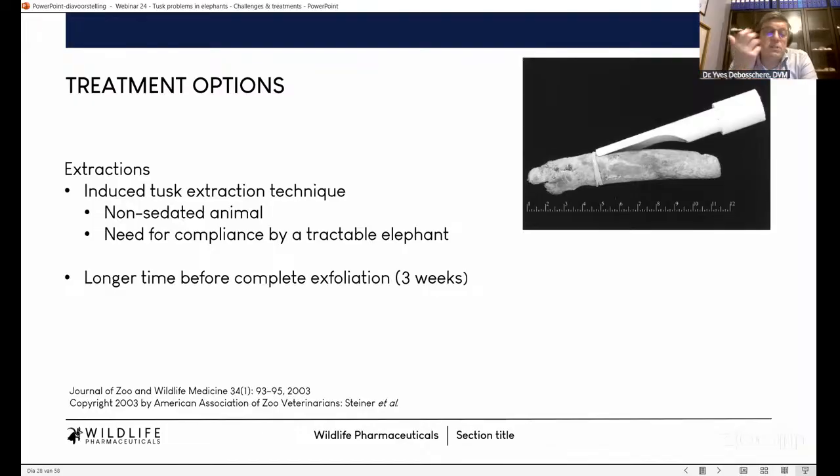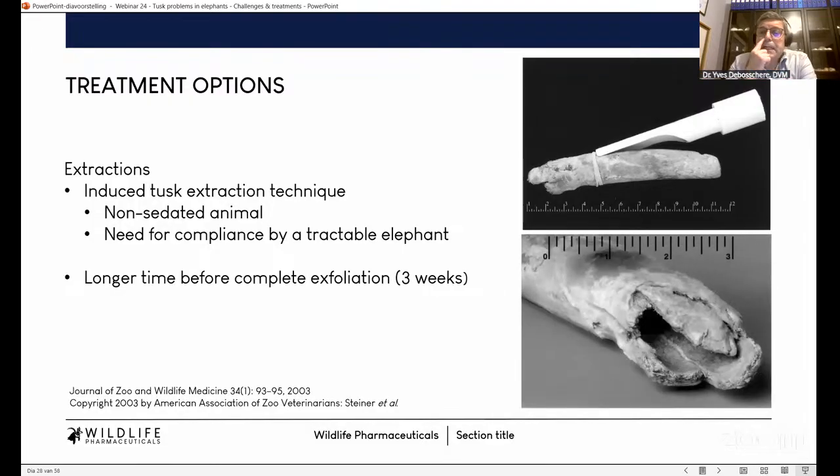The advantage was, of course, that it happens in a non-sedated animal. But if that happens in a non-sedated animal, there is a big need for compliance by the elephants. And also, what we could see is that it took a very long time before there was exfoliation, at least 4 weeks. And then on this picture that appears now, you can see the apex. And if you look at this apex, that is not a nice apex. So I have very big doubts that there is not still some remaining pulp inside the alveolus.